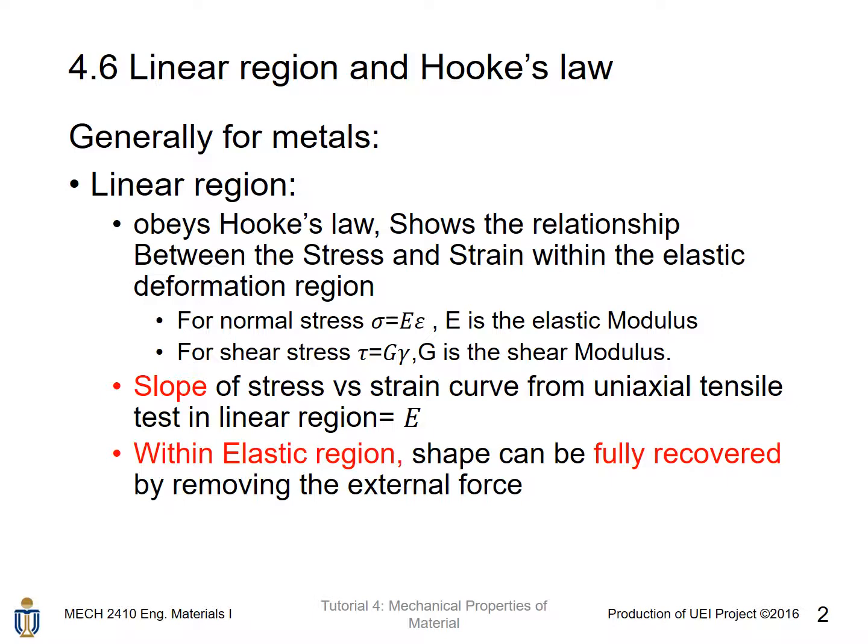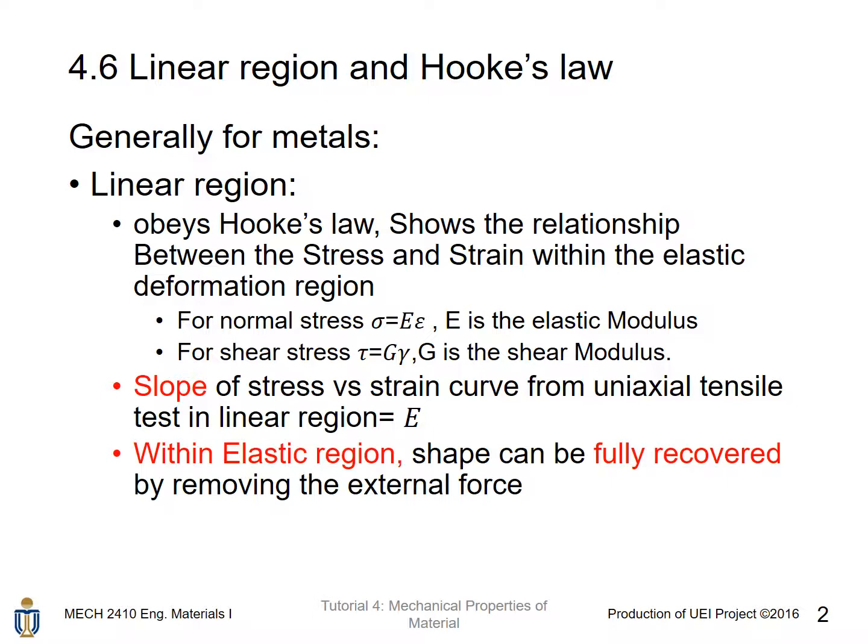In the linear region, generally for metals, it will obey Hooke's law, which shows a relationship between the stress and strain within the elastic deformation region, and which is a linear relation. For low stress, sigma is equal to E, a constant called the elastic modulus, times the normal strain value, epsilon. For shear stress, tau is equal to G times gamma. G is the shear modulus, and gamma is the shear strain. And again, it is also linear.